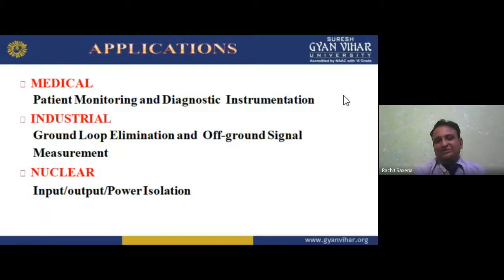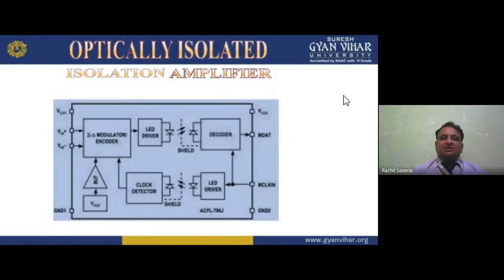I hope you understand. Now moving forward, this is basically the optically isolated isolation amplifier. Previously we talked about the transformer coupled isolation amplifier. Here, my dear student, we are talking about the optically isolated isolation amplifier. Here is a basic diagram of what we are using.